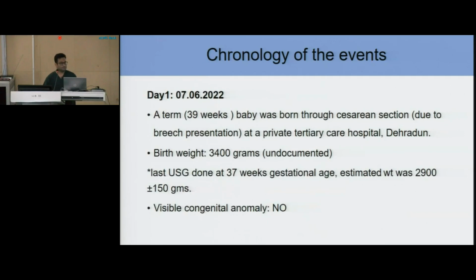Now, going through the chronology of the events as explained by the first informant, that was her mother. On day 1, that is 7th of June 2022, a term baby was born weighing 3,400 grams through cesarean section at a private tertiary care hospital in Dehradun. Though the birth weight was undocumented, as we didn't have any supportive document, we can corroborate it with the last USG finding, done at 37 weeks of gestational age, which estimated 2,900 grams. So by this we can say that the baby was not low birth weight.